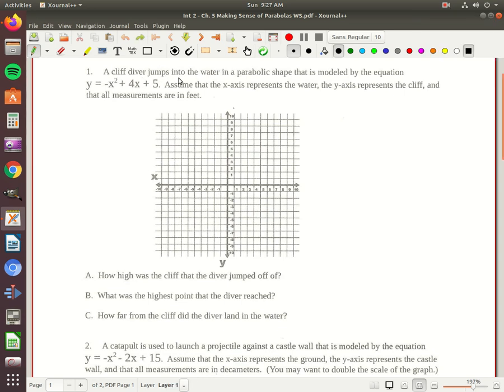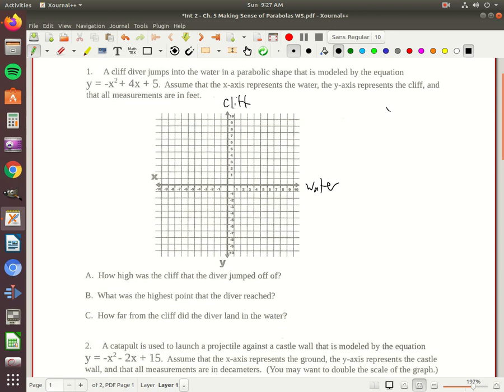All right, so anyways, it says a cliff diver jumps into the water in a parabolic shape that is modeled by the equation y equals negative x squared plus 4x plus 5. Assume the x-axis intercepts the water. So this is our water, and the y represents the cliff. So he'll be jumping into the water, right? And all the measurements are in feet. So how high was the cliff the diver jumped off?